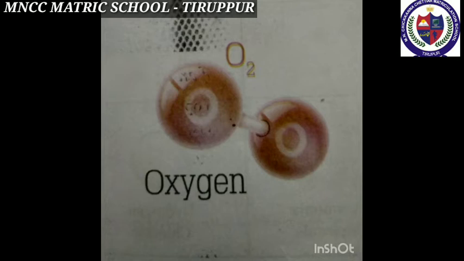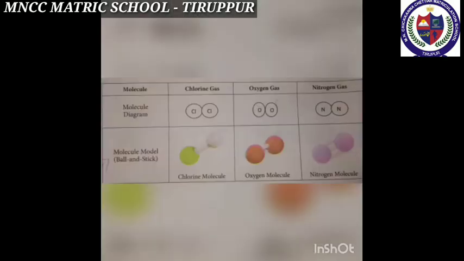A molecule which contains only one atom is called a monoatomic molecule. Example, inert gases. A molecule which contains two atoms is called a diatomic molecule. Example, oxygen, nitrogen, hydrogen, etc. A molecule containing three atoms is called a triatomic molecule. Example, ozone, sulfur dioxide, carbon dioxide, etc. A molecule containing more than three atoms is known as a polyatomic molecule. Example, phosphorus, sulfur, etc.